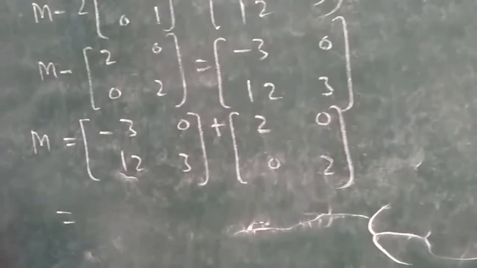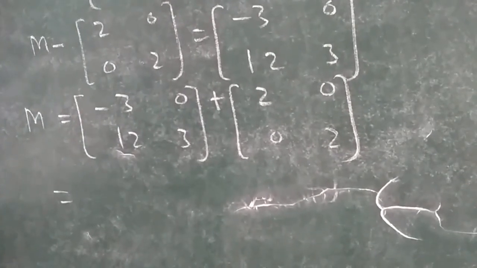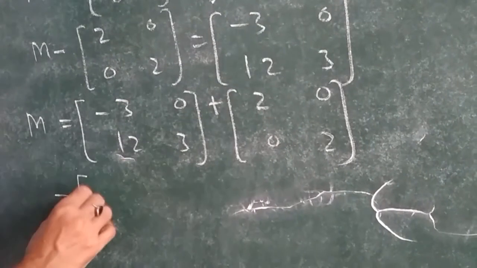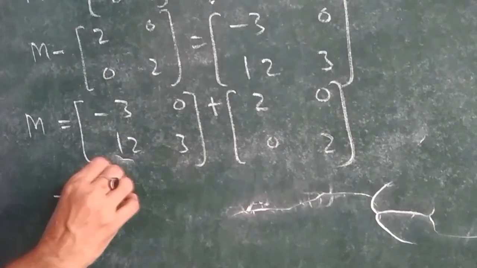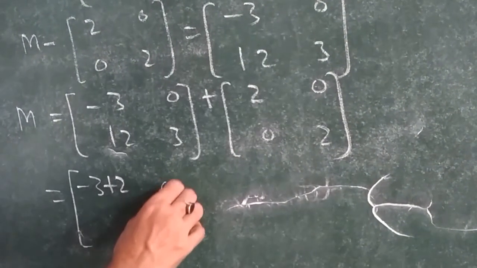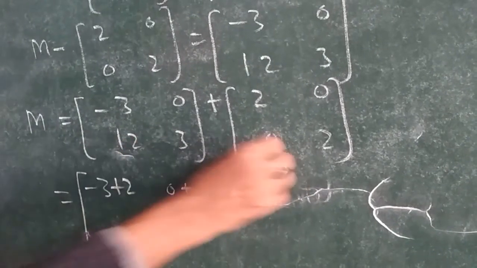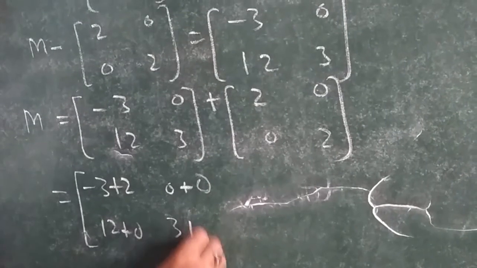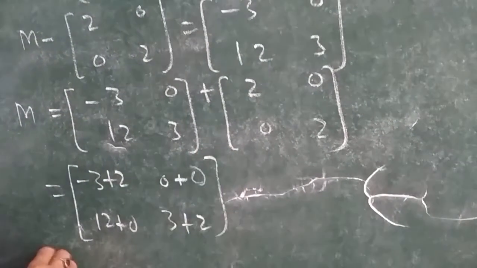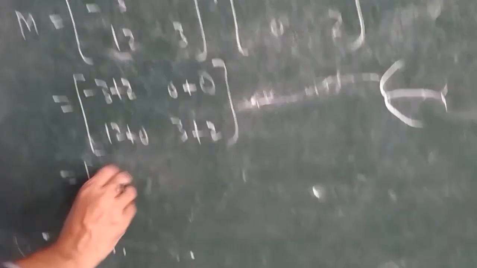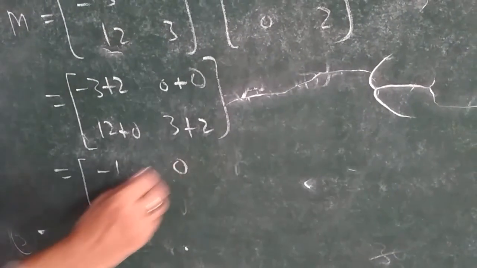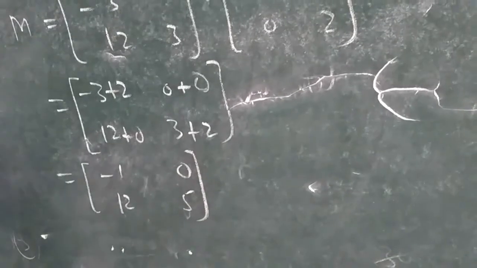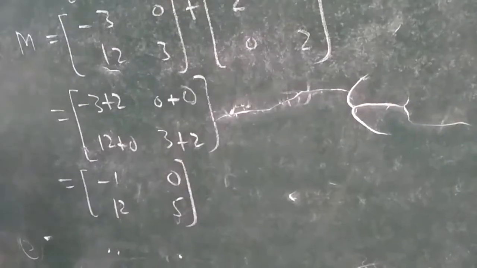Now there are two matrices, you have to add them and convert them into one matrix. How? Minus 3 plus 2. You have to show this step, 0 plus 0, 12 plus 0, 3 plus 2. What is the answer then? It is minus 1, 0, 12, 5. So this is the answer. Now, second part, you have to do it yourself.